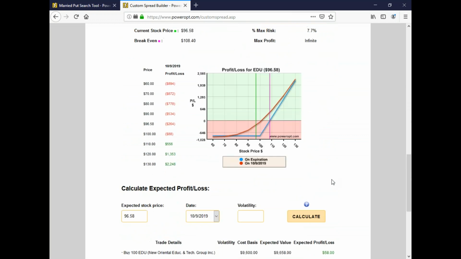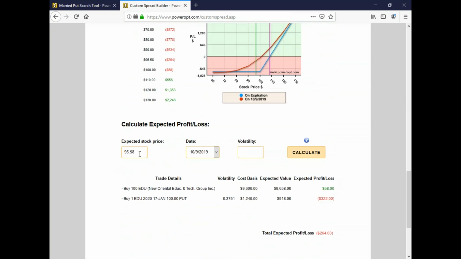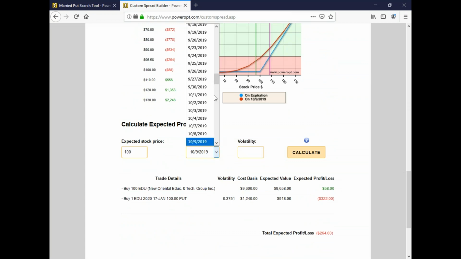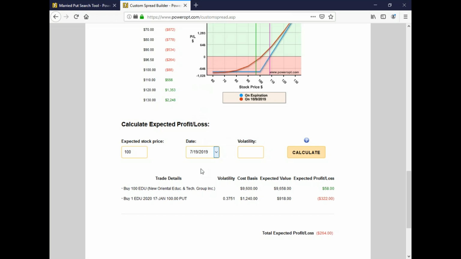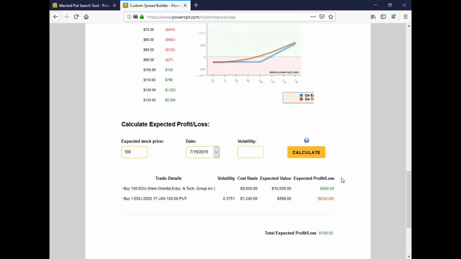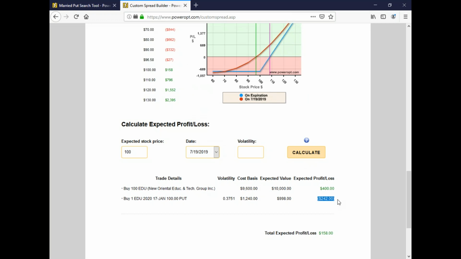Now, if the stock does not move, let's say the stock goes right up to 100 on July expiration, the 19th, 21 days away, we might expect to lose about $242 in time premium decay. We lost intrinsic plus we lost time.